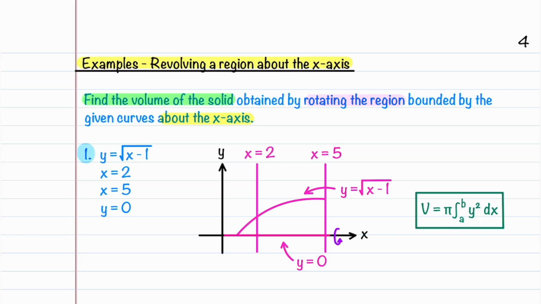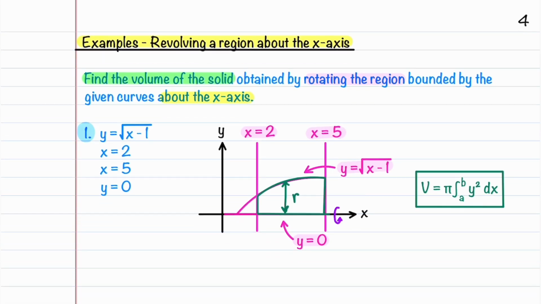We have the curve y is equal to the square root of x minus 1, and then we have 3 lines. X is 2, x is 5, and y is 0. The region that we're going to be revolving is the region that's bounded by this curve and lines. That's this region right here. The radius of our solid of revolution is this radius right here, and you can see that it's equal to y.